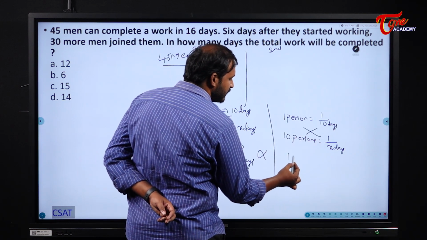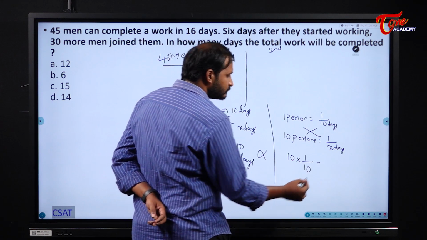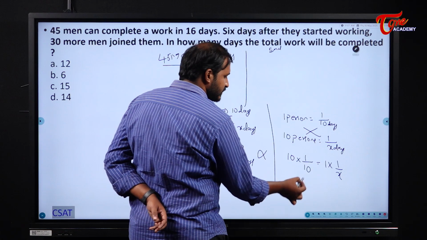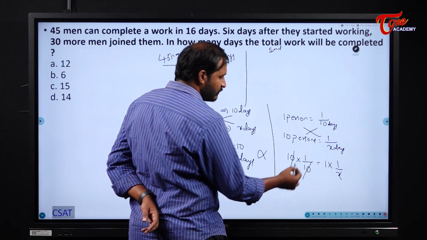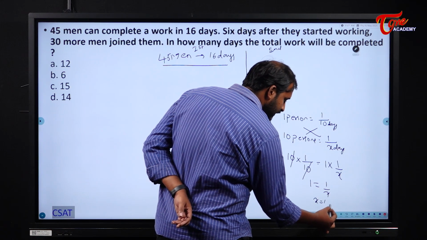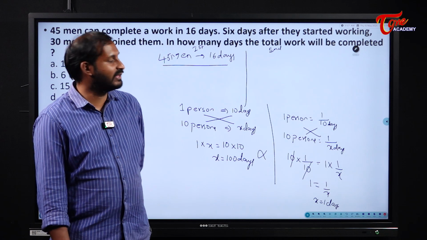Now, what it becomes? 10 into 1 by 10 is equal to 1 into 1 by x. The 10s get cancelled. And what will be left here? 1 is equal to 1 by x. From this, x is equal to 1 day. That means 10 persons can do the work in how many days? Just 1 day they can finish the work.